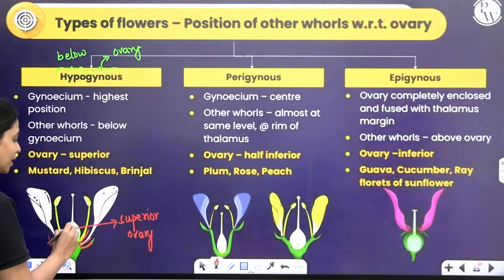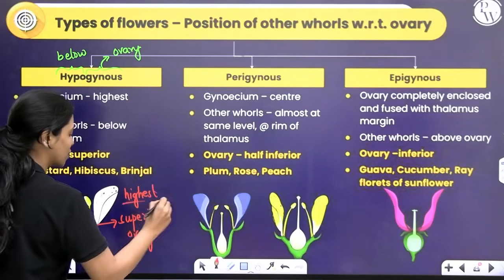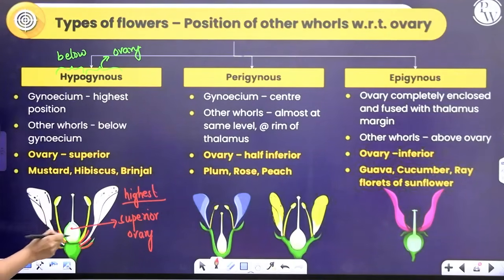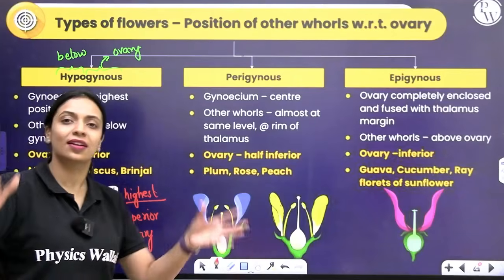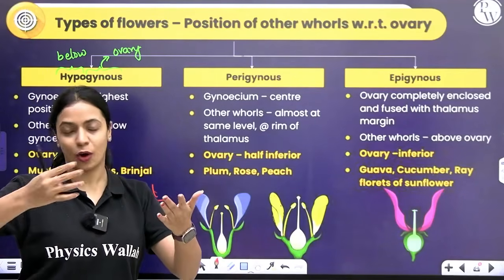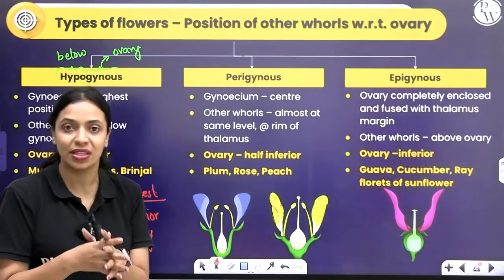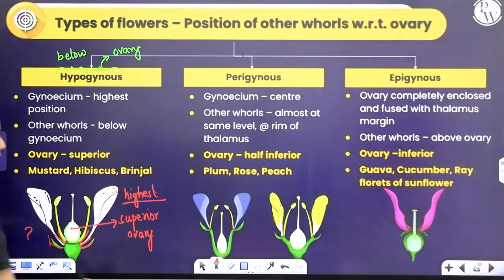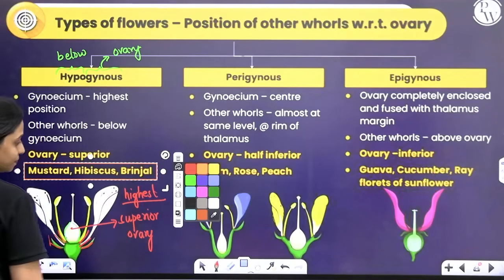Why is it superior? It is occupying the highest position. If you look at which is the topmost, it is the ovary. That's why you call it the superior ovary. Where can you find the superior ovary? In a hypogynous flower. Whenever the other whorls are arising from below, obviously the ovary will occupy the highest position, right? In the case of hypogynous flowers, you can see a superior ovary. Here, the gynoecium occupies the highest position. All other whorls are below the gynoecium. The ovary is said to be superior. You can see this in mustard, hibiscus and brinjal.